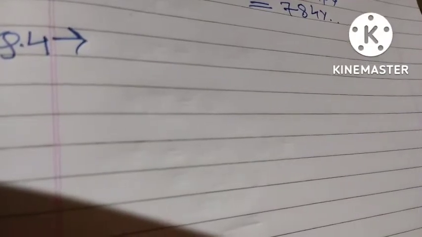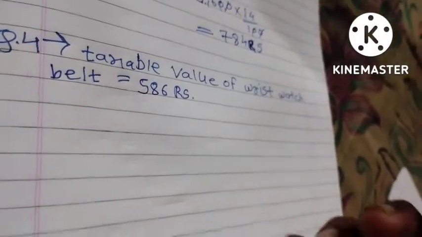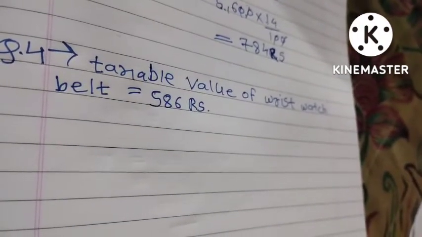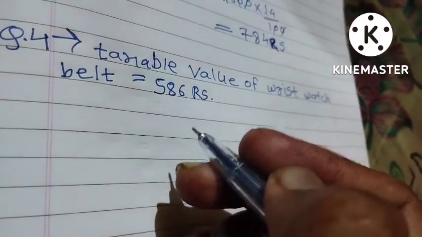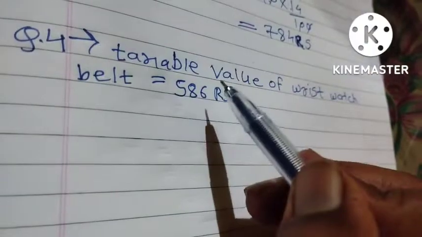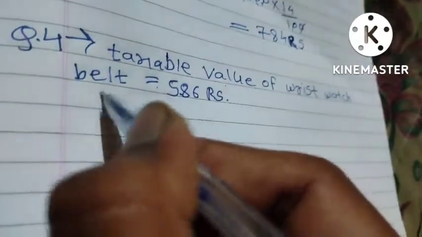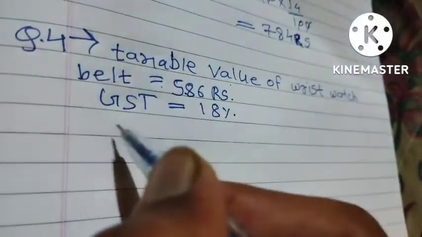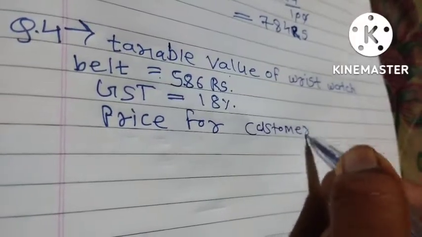Question number 4. The taxable value of the wristwatch belt is 586 rupees and the rate of GST is 18%. Then what is the price of the wristwatch belt for the customer? Let's write which things are given in the question. Taxable value of the wristwatch belt is 586 rupees. Rate of GST is 18%. To find the price for the customer.